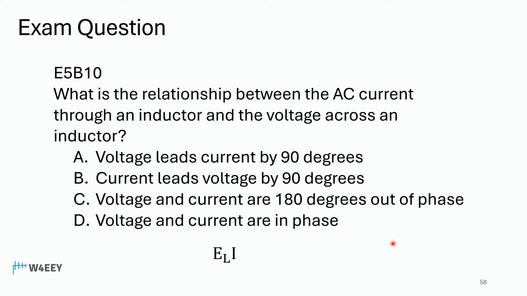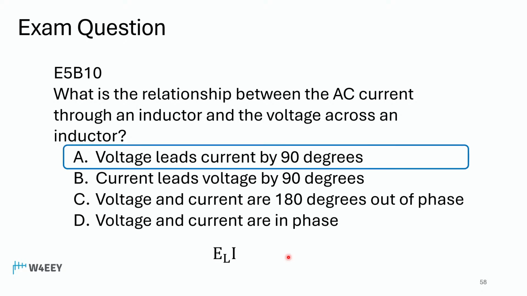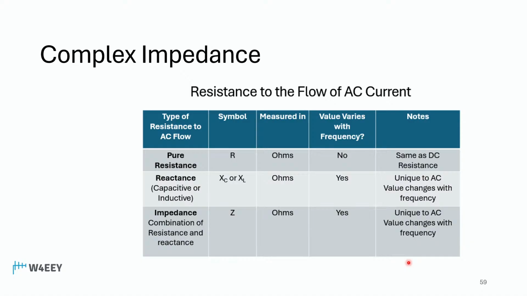What is the relationship between the AC current through an inductor and the voltage across an inductor? Inductor, so we're talking ELI. Bravo. Well, inductor is L. Okay, that's why I have to write this down, because I screw it up if I try to do it in my head, because there's four different possibilities. So inductor, voltage leads current by 90 degrees, A. Don't write that in your test booklet, though, or they'll make you pay for it. Scratch paper, or put that on your memory dump sheet.